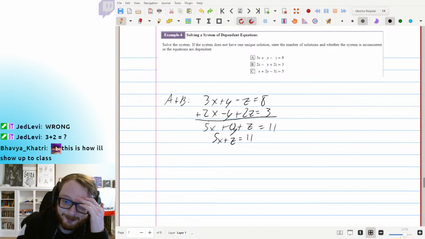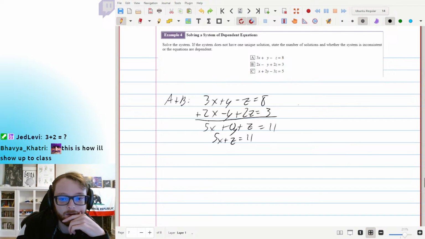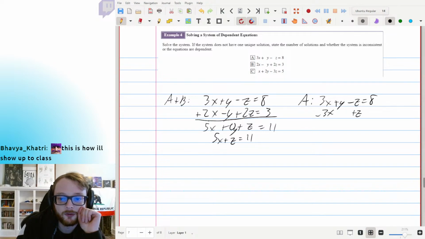And so I think what we want to do is take either A or B, it doesn't matter which one, solve it for y, and plug it in for that one right there. And I'll show you what that looks like. So if we take equation A, just choosing one randomly, that's 3x plus y minus z equals 8. Let's isolate y. So I'm going to subtract 3x from each side and add z to each side. We get just y equals 8 minus 3x plus z.